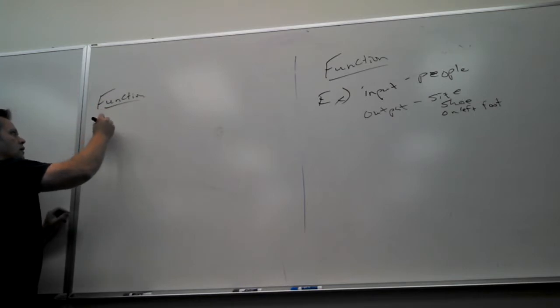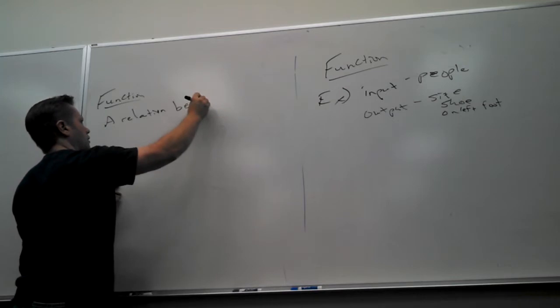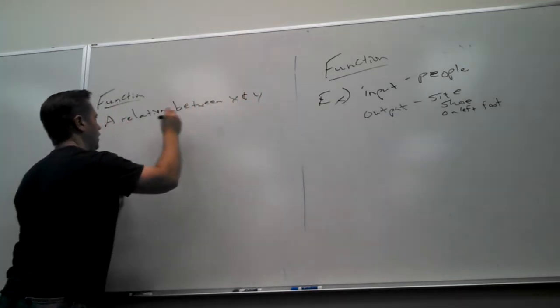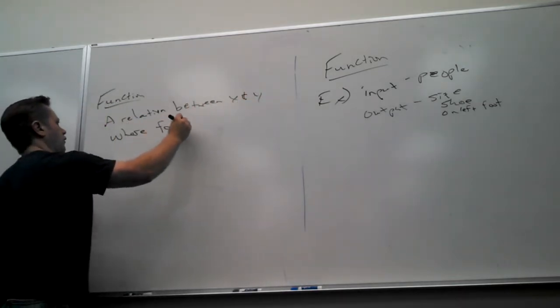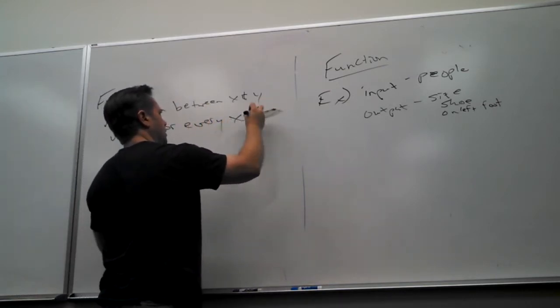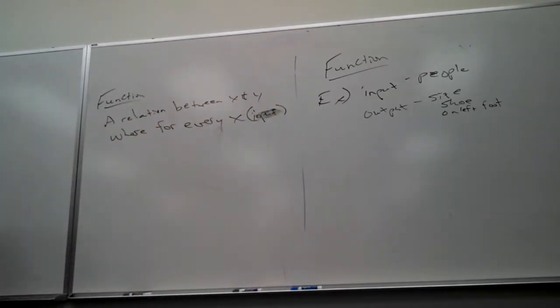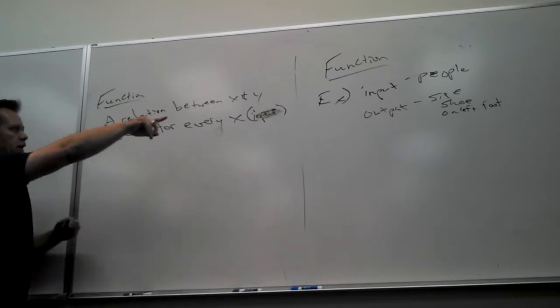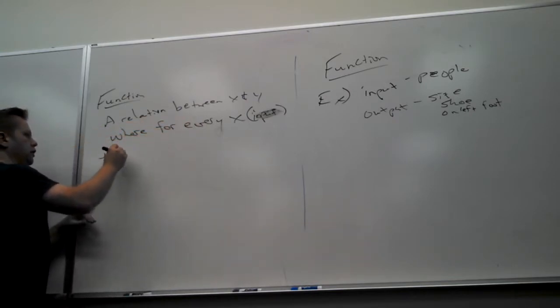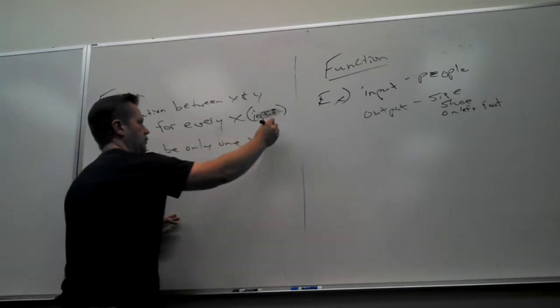A function is a relation between x and y where for every x, for every input, make an n in there, Jeff. There you go. For every input, for every person, for example, for every person I ask the question, for every dog that I see how much they eat, for every input, for every x, there can be only one output.